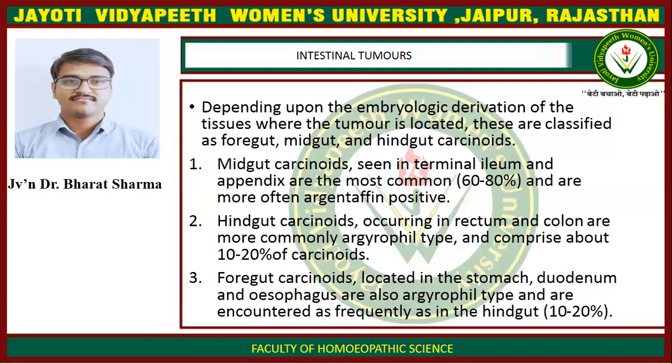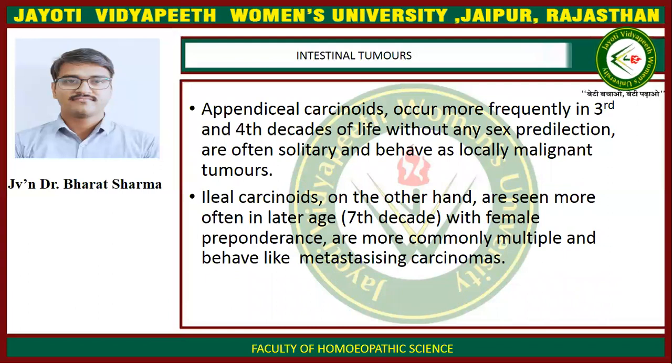Now, third is foregut carcinoid tumor. Those located in the stomach, duodenum, and esophagus are also argyrophil type and are encountered as frequently as in the hindgut, 10 to 20%. Appendiceal carcinoids occur more frequently in the third and fourth decade of life without any sex predilection, are often solitary, and behave as locally malignant tumors. Ileal carcinoids, on the other hand, are seen more often in later ages, about the 7th decade, with female preponderance, are more commonly multiple, and behave like metastatic carcinomas.